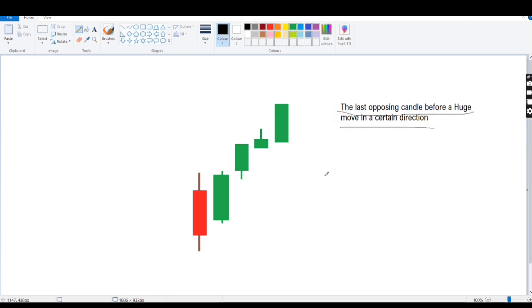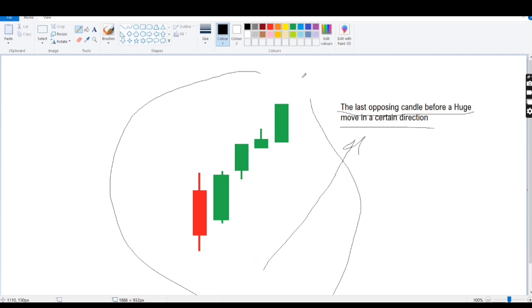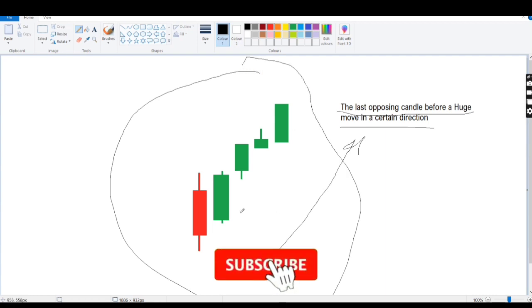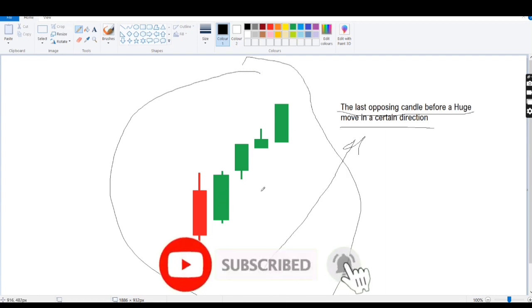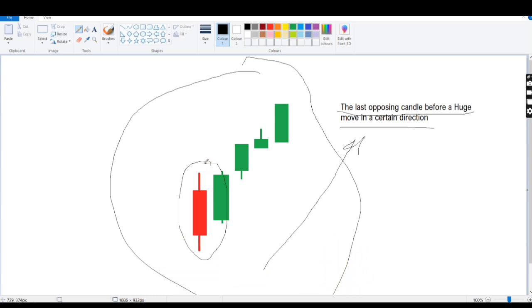Okay, supposedly we have a bullish market, as you see here, right? You can actually see on this candlestick, we have got a bullish market. Then you can actually see that this red candle here was the last opposing candle, which was before this move up there. So we can actually define this red candle as our order block, right?